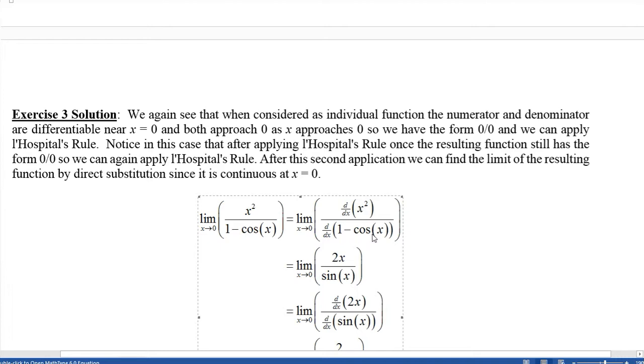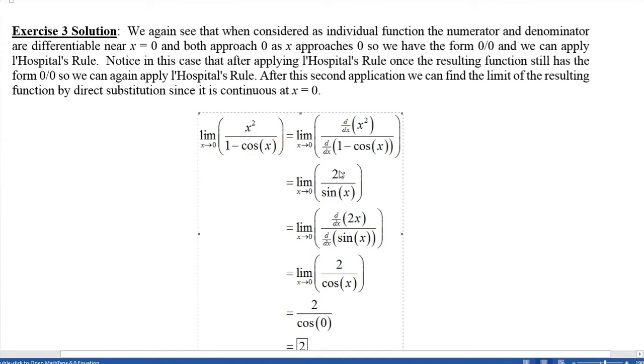Derivative of cosine is the opposite of sine of x, so that turns that minus into plus. And so we have 2x over sine of x. Again, we could use a rule. Actually, we already know that the limit as x goes to 0 of x over sine x is 1. So this answer should be just 2.